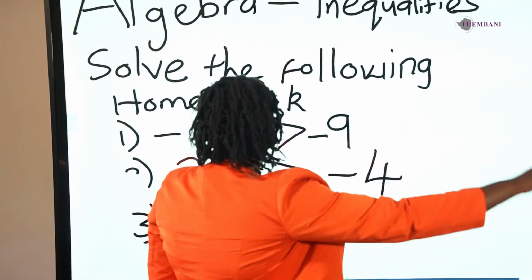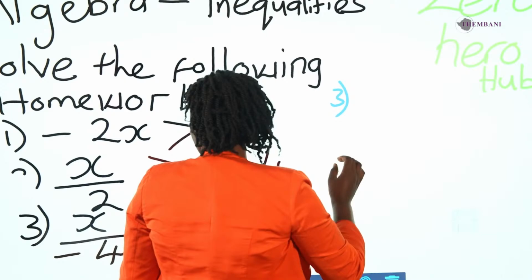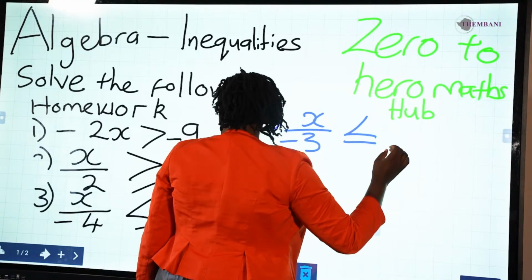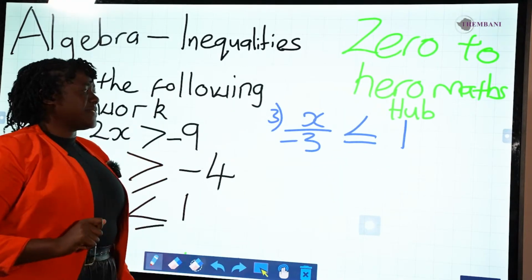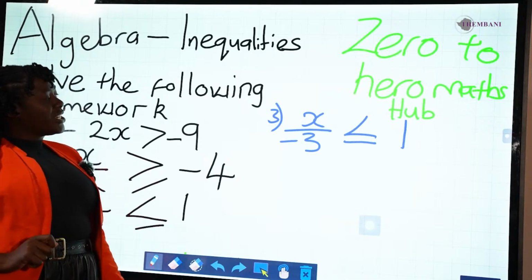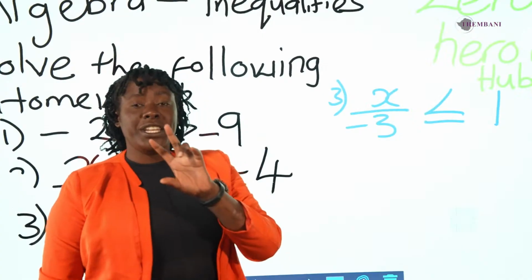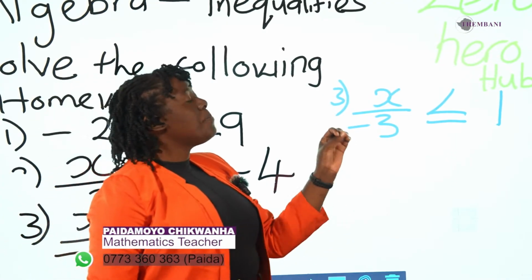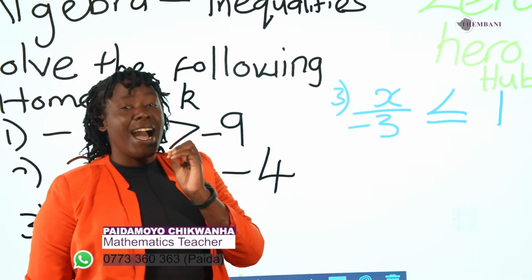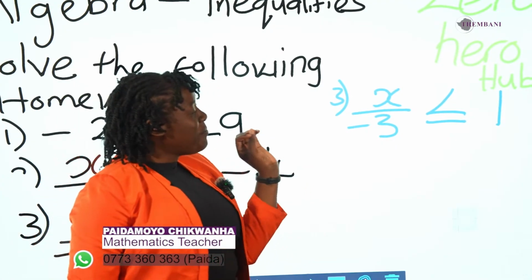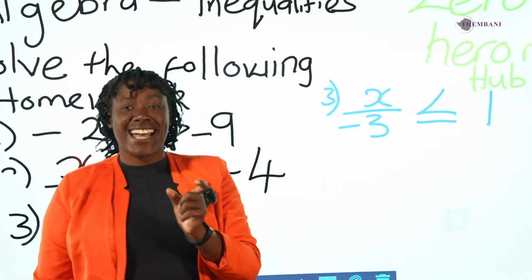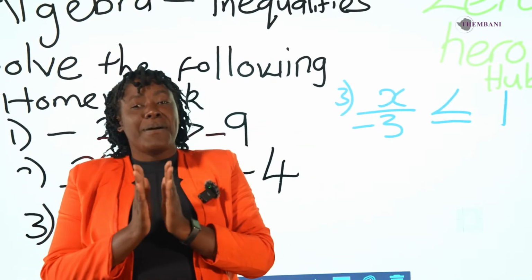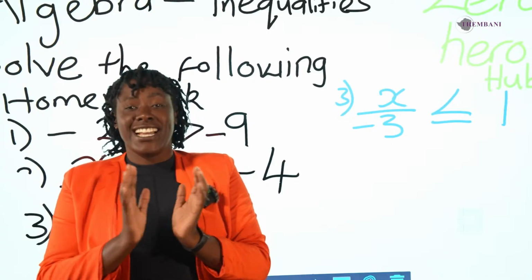So, the third question is x over negative 3 is less than or equal to 1. Notice we have a fractional component. So we need to remove the fractional component first. How do we remove a fractional component? We are going to multiply both sides by negative 3. If we multiply by a negative, our inequality sign changes direction. Always remember that when we multiply or divide by a negative, our inequality sign changes direction.